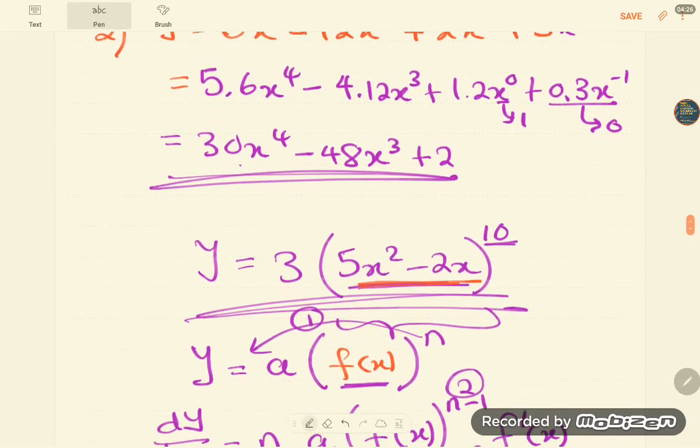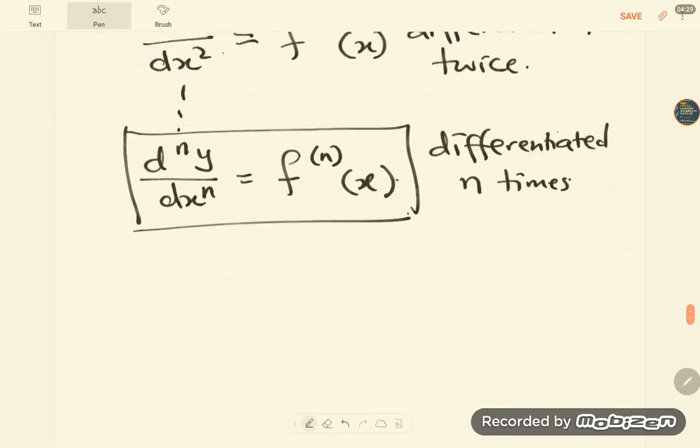Okay, so if I take my statement, let me see if I have a statement. Let's say I've got the statement y equals 3(5x squared minus 2x) to the 10.